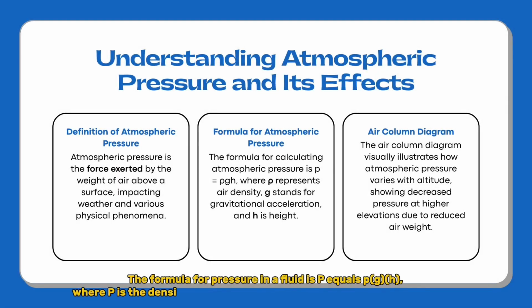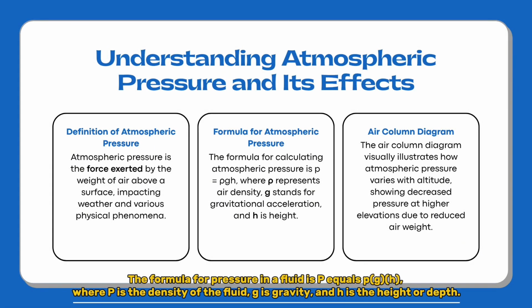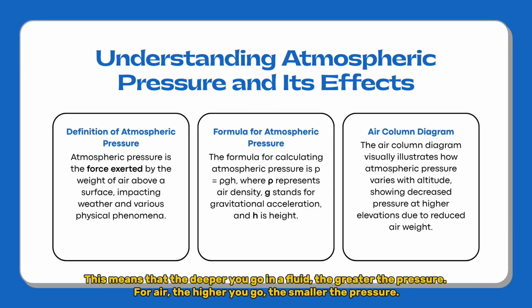The formula for pressure in a fluid is P equals rho times g times h, where rho is the density of the fluid, g is gravity, and h is the height or depth. This means that the deeper you go in a fluid, the greater the pressure. For air, the higher you go, the smaller the pressure.